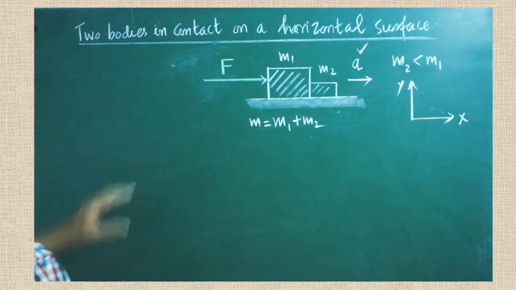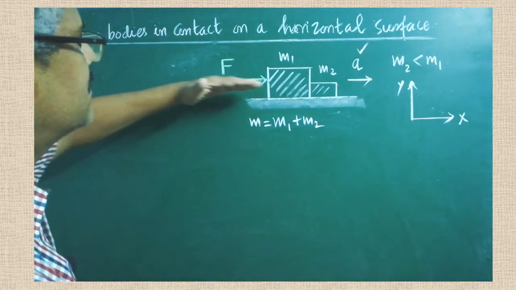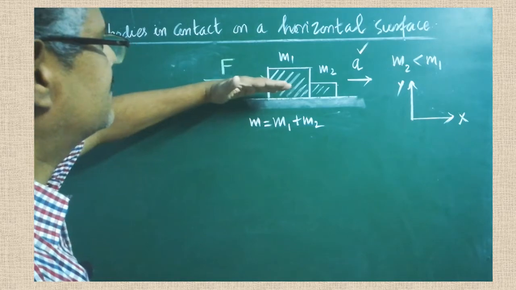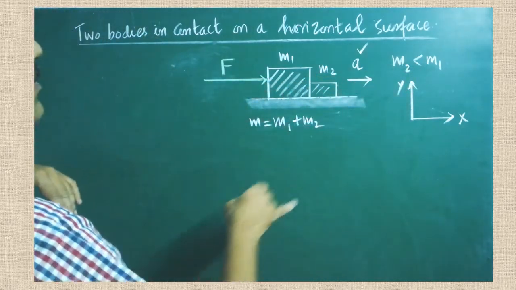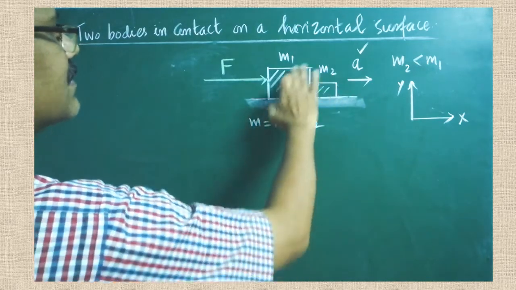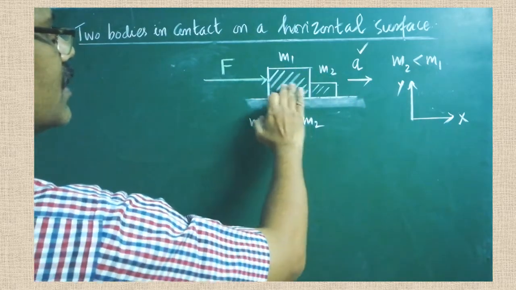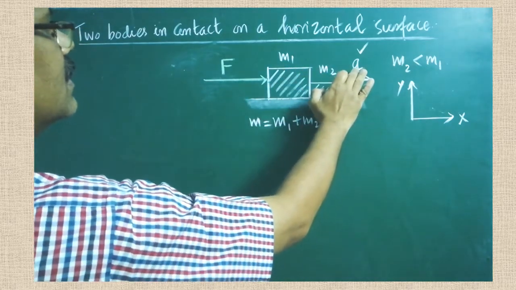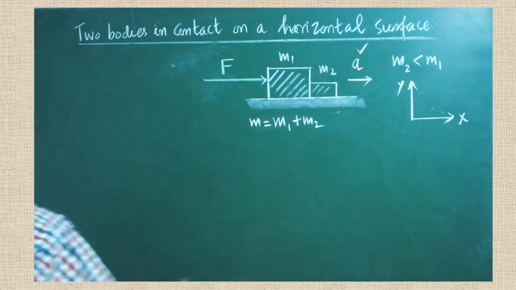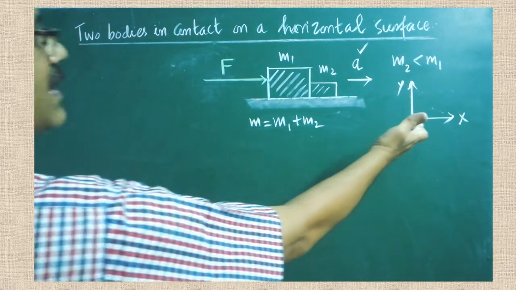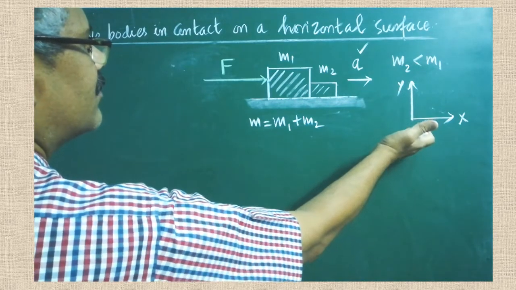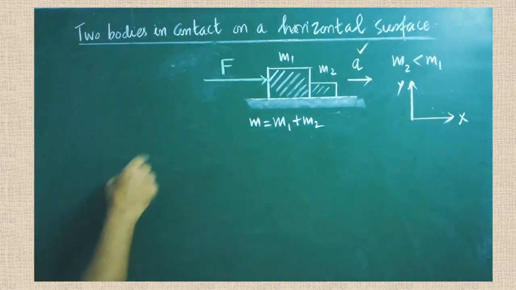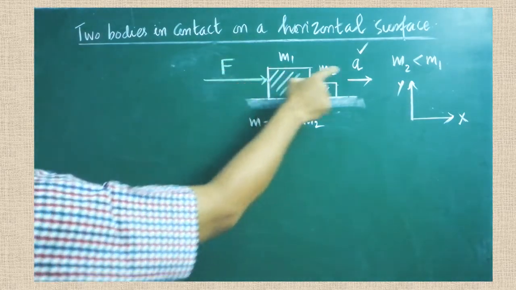Are you clear? Now due to the application of force, force is acting in this direction, and acceleration is also acting in the same direction. So we are going to calculate the acceleration of the system. Both are moving with the same acceleration, no? The total acceleration can be calculated. For that we need the two-dimensional coordinate system, with the help of which we can write the direction of the force and acceleration.